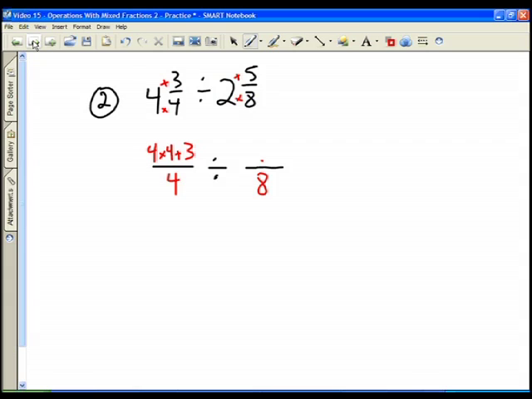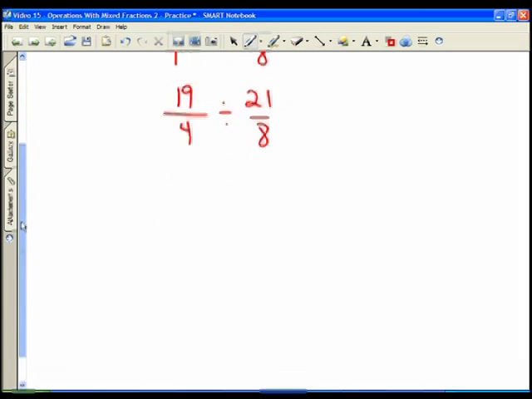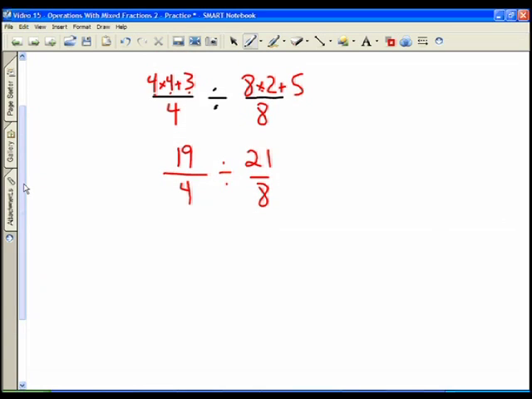Let me do this one the same way. 8 times 2 plus 5. And now 4 times 4 is 16, and 3 is 19 fourths divided by 8 times 2 is 16 plus 5 is 21 eighths. And now when we're dividing two fractions, remember we invert and multiply. So here we have 19 fourths. We change the sign to multiplication from division, and we invert this denominator.